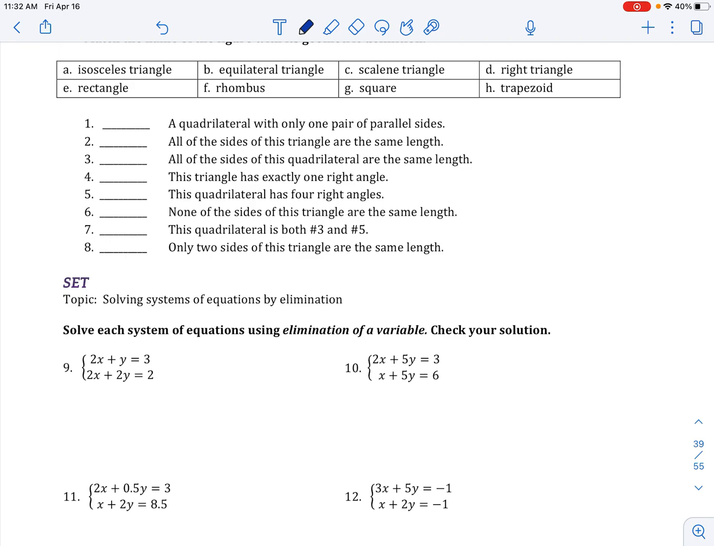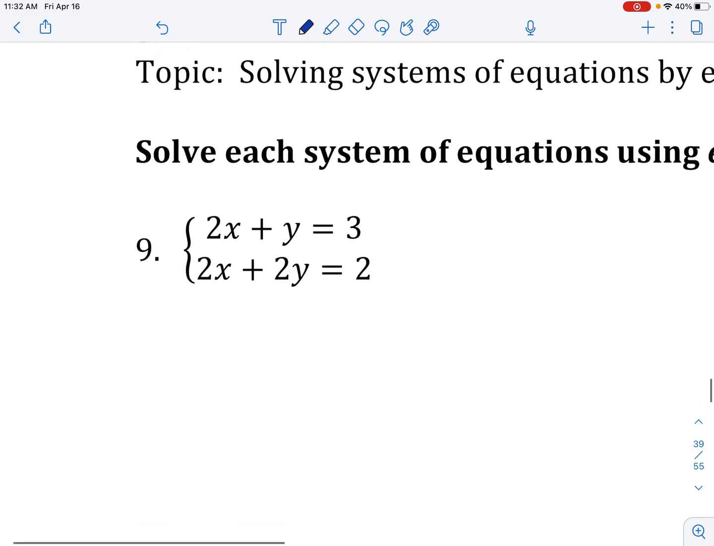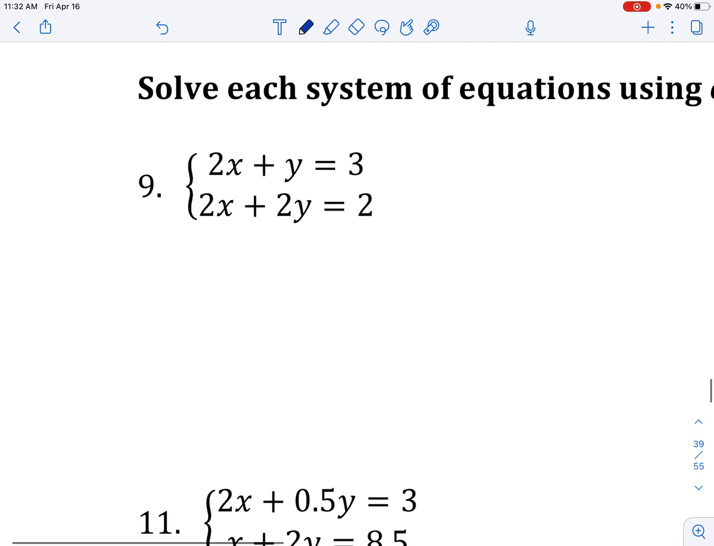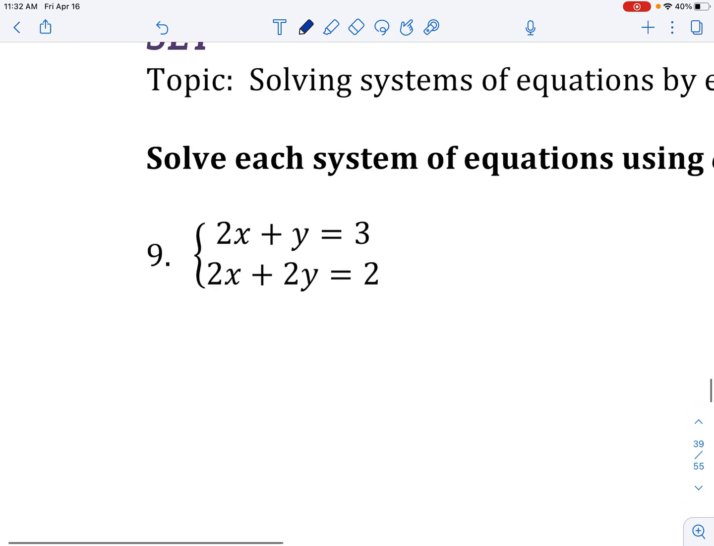Set. Solving systems of equations by elimination. Solve each system of equations using elimination of a variable. Check your solution. So we are going to be doing elimination. For elimination, what you want to see is something crossed off. And they're very close, the 2x and the 2x, but they're not opposite. So you need to put parentheses around this, put a -1 in front, and distribute it to each thing.